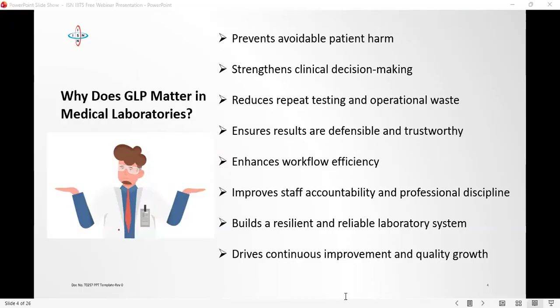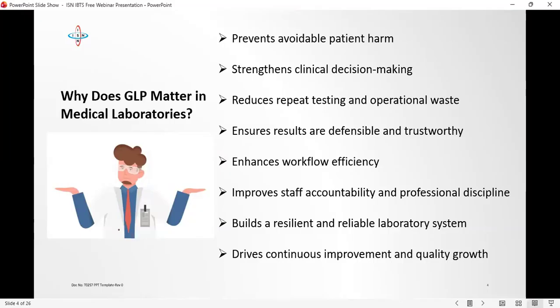It also ensures results are defensible and trustworthy. When you send out a result, you can confidently stand behind it. You can confidently say, yes, I produced this result and I know that this result is accurate. So it ensures your results are defensible and trustworthy. You can defend your results when you put good laboratory practice into place.